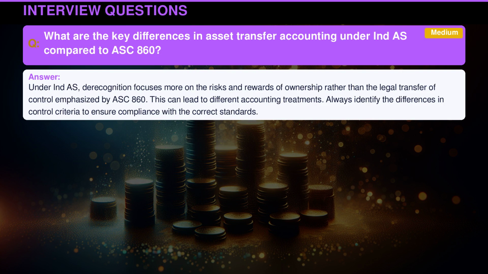Under Indian accounting standards, derecognition focuses more on the risks and rewards of ownership, rather than the legal transfer of control, which is emphasized by ASC 860. This can lead to different accounting treatments. Always identify the differences in control criteria to ensure compliance with the correct standards.